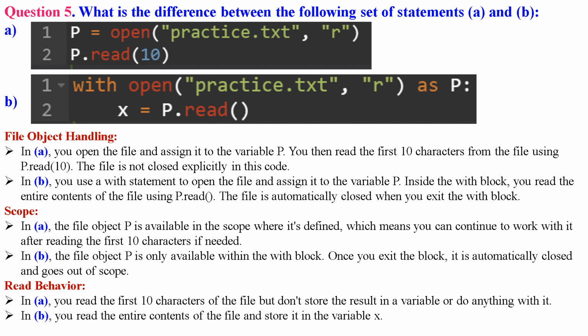Now, let's see the scope. In A, the file object p is available in the scope where it's defined, which means you can continue to work with it after reading the first 10 characters if needed. In B, the file object p is only available within the with block. Once you exit the block, it is automatically closed and goes out of scope. Next is the read behavior. In A, you read the first 10 characters of the file but don't store the result in a variable or do anything with it. In B, you read the entire contents of the file and store it in the variable x.